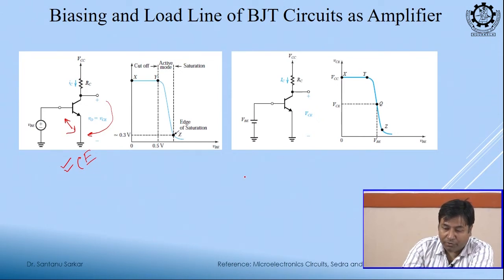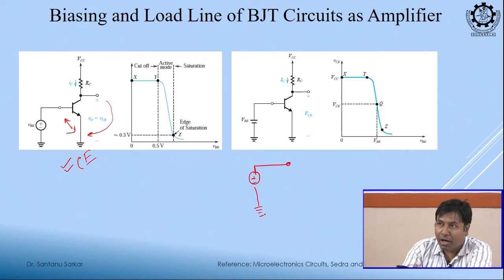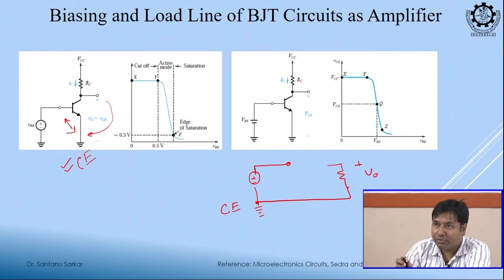Why common? When we apply a voltage source, this will go to this, where is the other terminal going? Ground. When you are taking an output voltage, this is V0, where is the other terminal going? Ground. And where this ground is connected, so this is common emitter, remember. So, if you understand the concept, then you will never forget. Okay, fine. So, this is a common emitter.